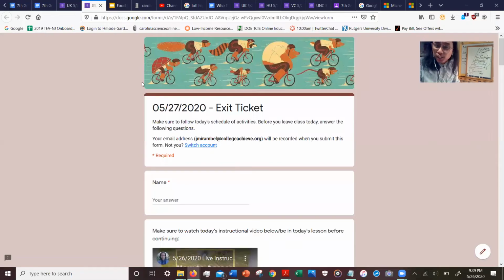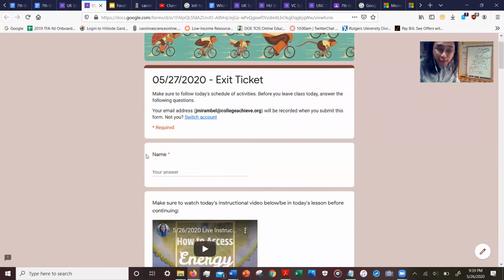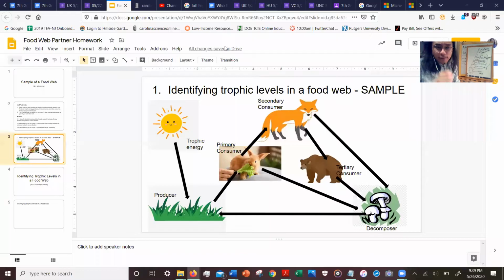After you're completed, make sure to complete this exit ticket that reviews today's lesson. For homework, you will see a sample of a food web. This is the same exact thing as this food pyramid. We have trophic energy going to the producer, energy from the producer going to the primary consumer, and etc.